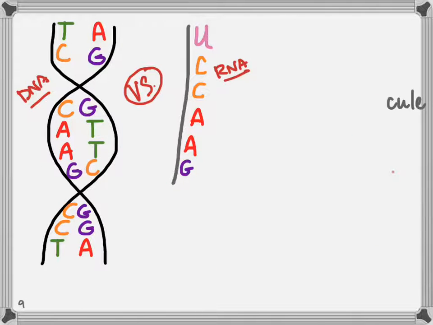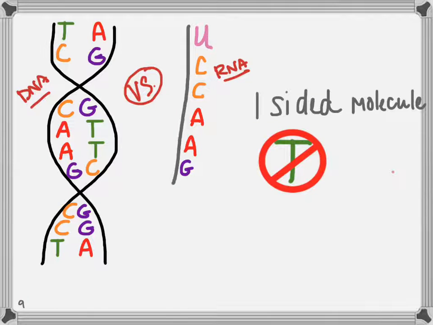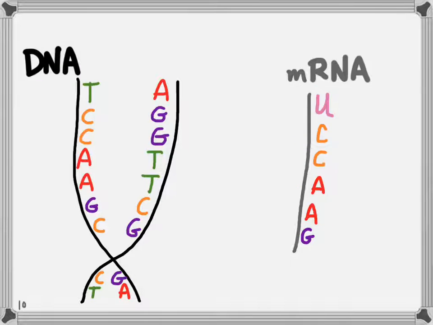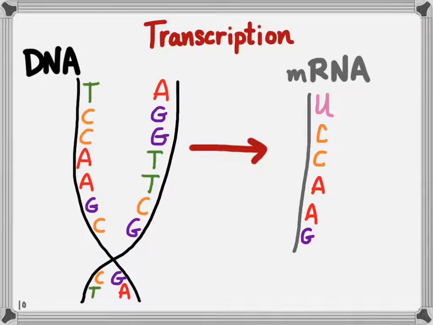RNA is different from DNA in a few important ways. For one, RNA is only one-sided, so it kind of looks like half of a DNA molecule. Also, RNA doesn't have any thymine. There is no thymine in RNA. In its place, we find a base called uracil. Messenger RNA, or mRNA, is the molecule that gets copied from DNA. The process of making a copy of DNA in RNA is called transcription.